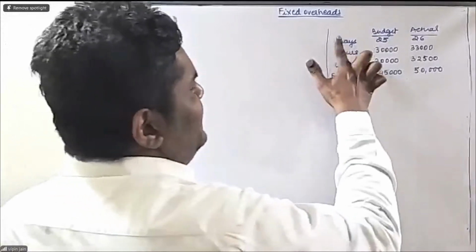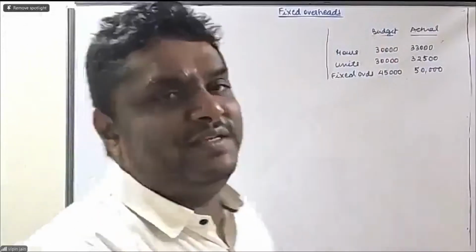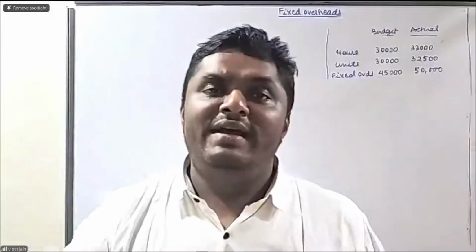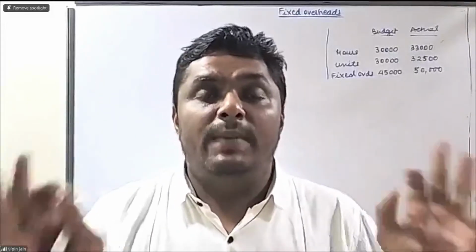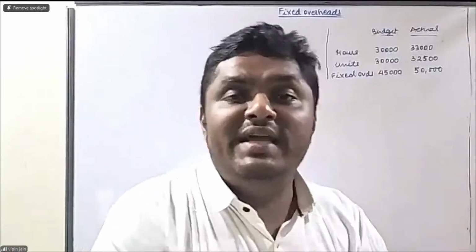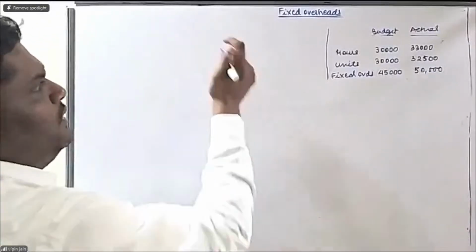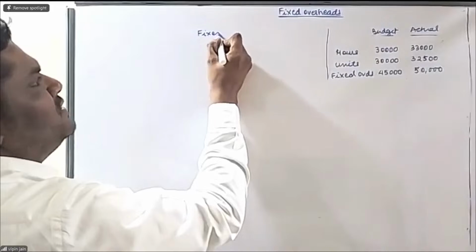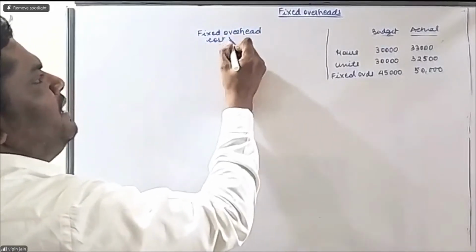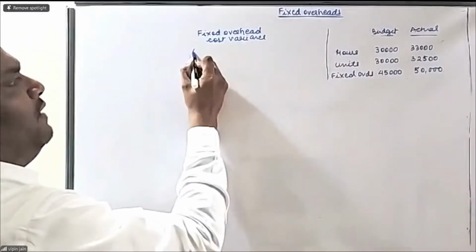Now let's take a situation in which days are not given in the question. So this is the only question given: hours, units, and fixed overheads. I repeat again, guys, herein, let's say days are not given in the question. You don't have any information related to days given in the question. So it means what? The budgeted days and actual days are same. So if the days are not given, what will be the solution? When talking about fixed overhead cost variance, there will be no change straight away.